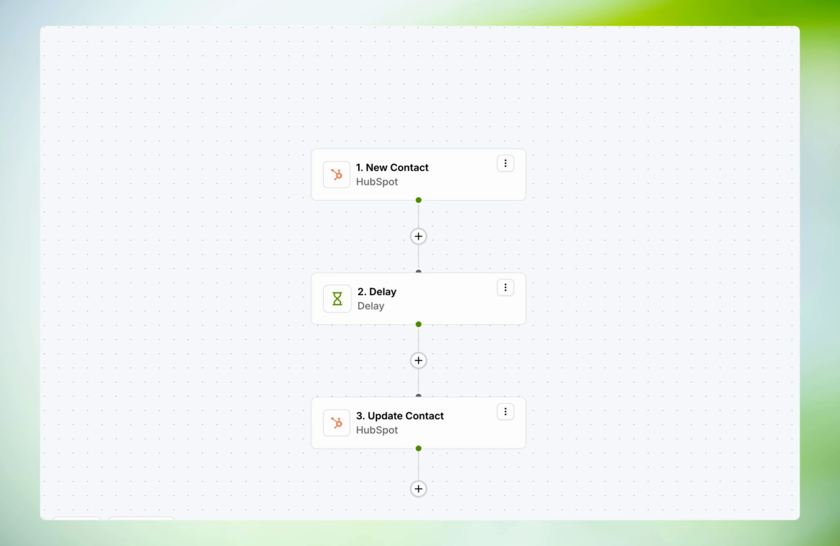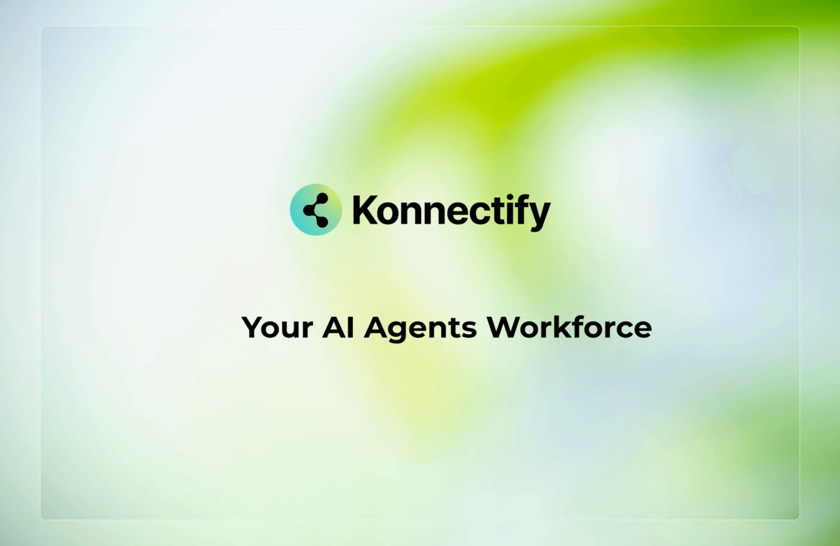A new contact enters HubSpot. The workflow pauses for 5 minutes. Apollo enriches the record with company size and region data, and the right contact owner gets assigned automatically. The delay wasn't just a pause, it was the breathing room your workflow needed to make smarter decisions. That's intelligent automation in action.